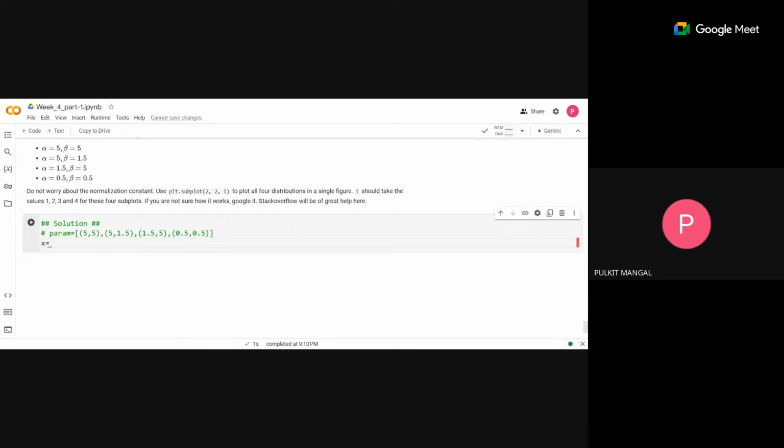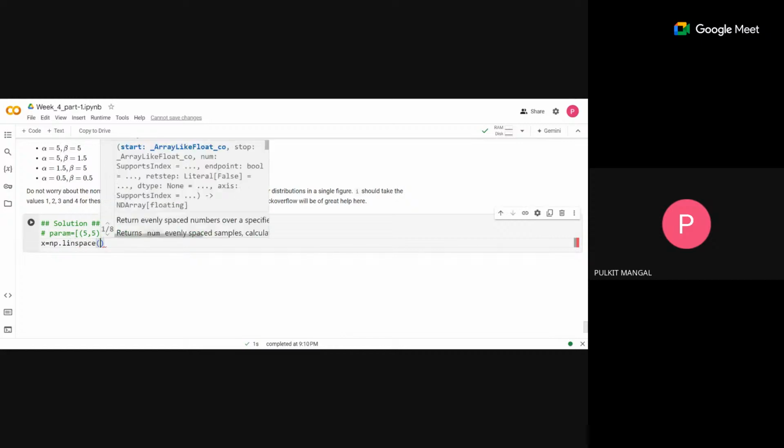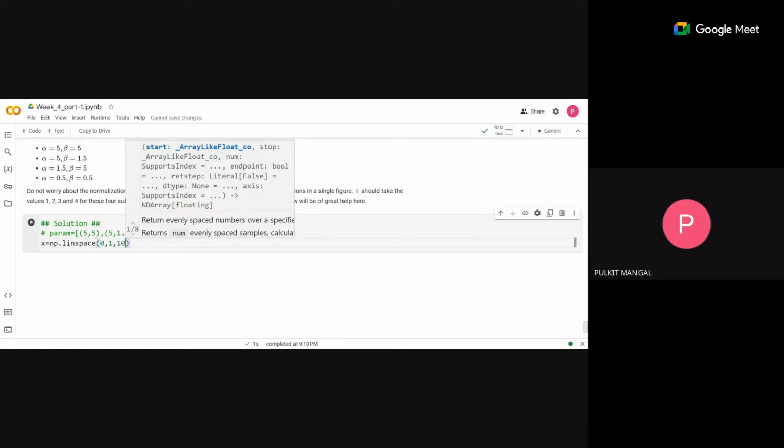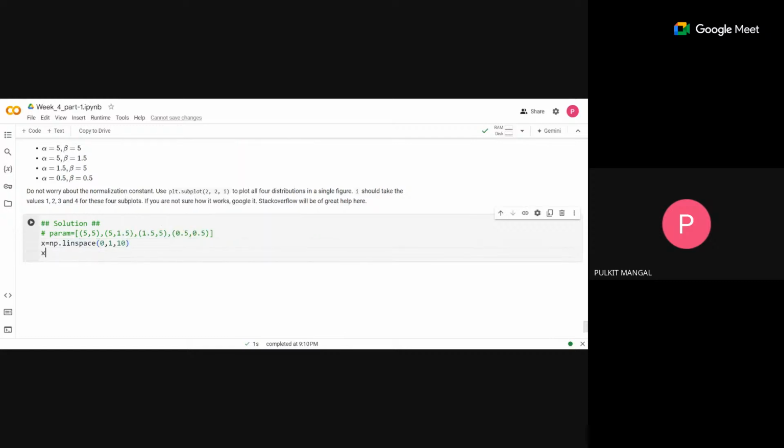There's something called linspace. What does this linspace do? If I type 0, 1, 10, the output that you will get is this. It will divide this line between 0 and 1 into 10 equal points, including 0 and 1. The starting is 0, the end is 1, and it sampled 8 more points between 0 and 1 equally.